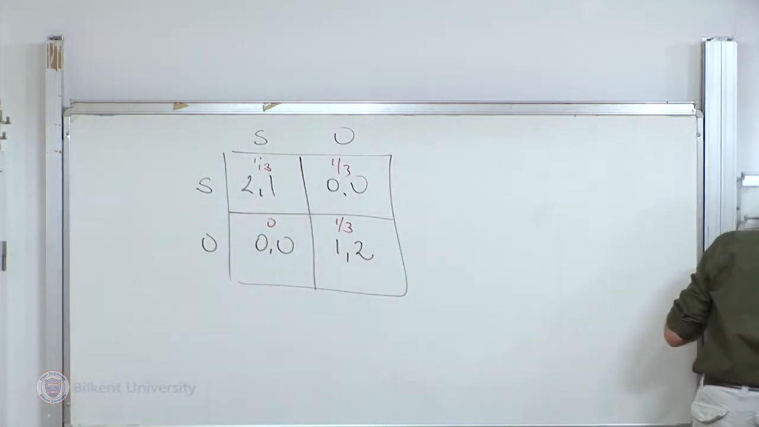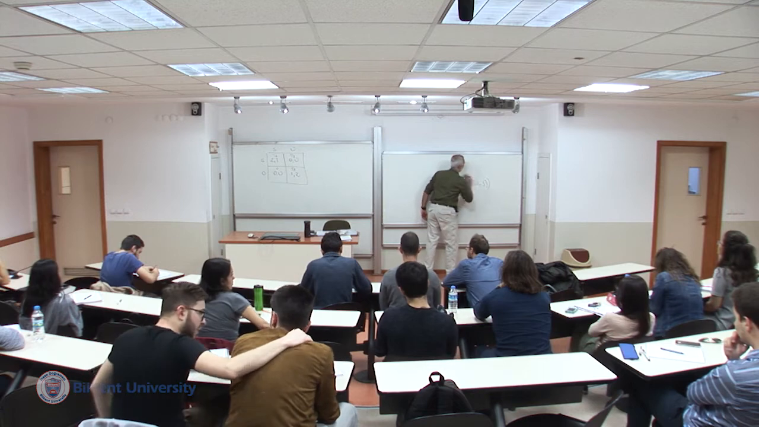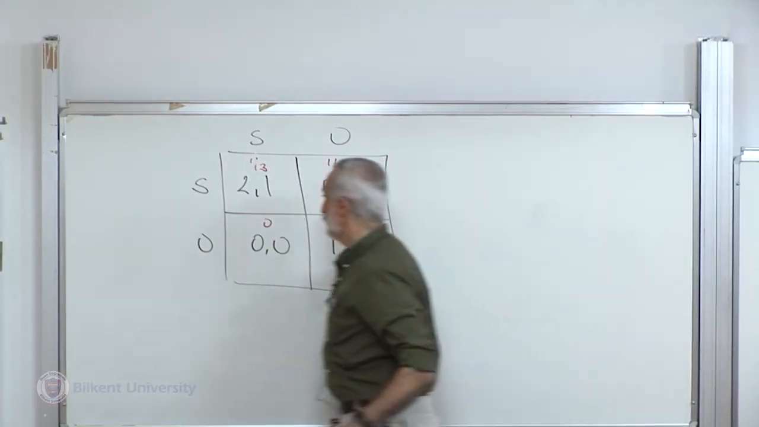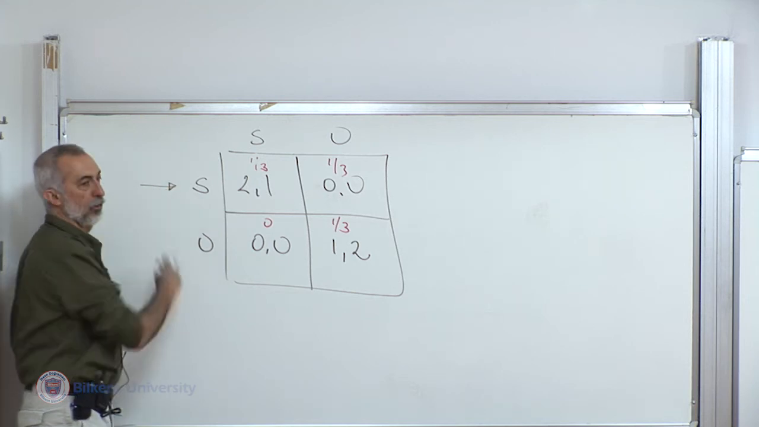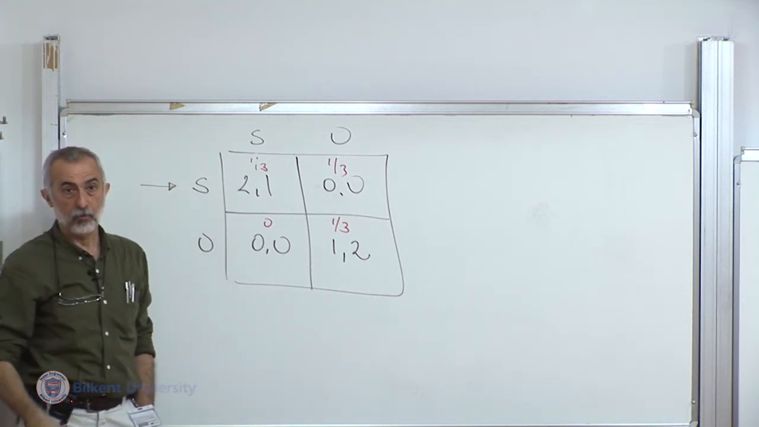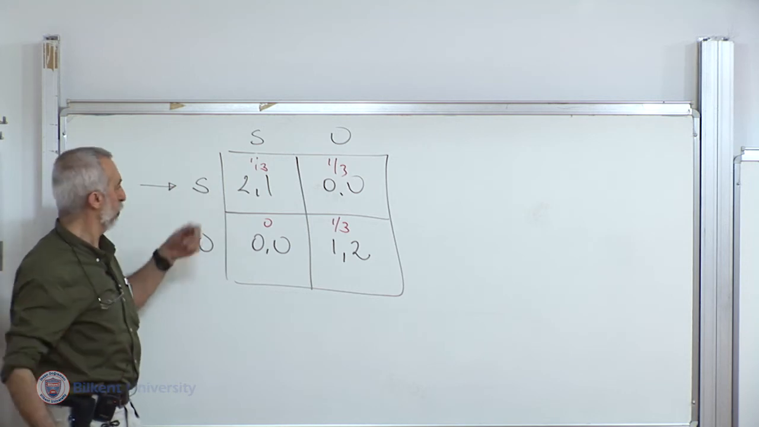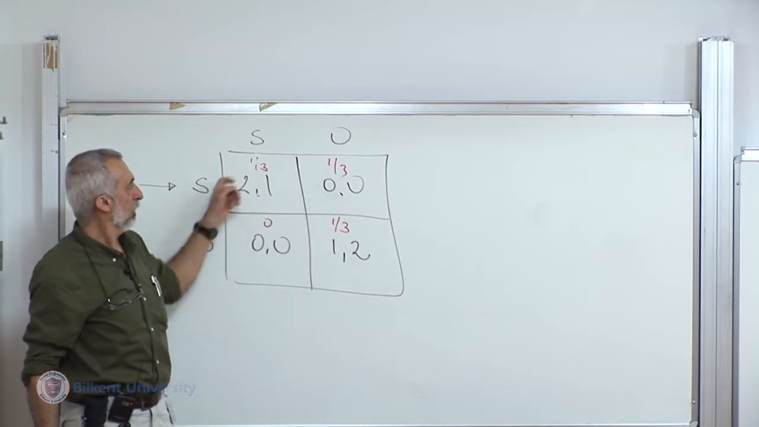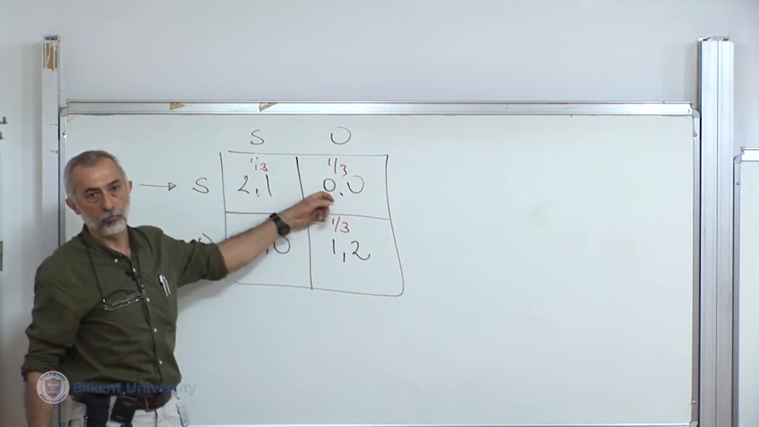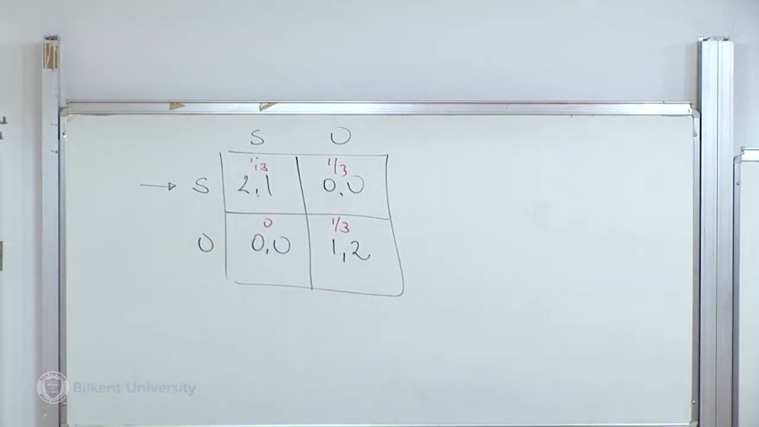So let's take player one's perspective. Player one could be recommended to play S. So the random device selects an outcome. If player one is recommended to play S, it means that the outcome of the random device was SS or SO. So player one is informed. You're player one. I tell you that you are recommended to play S. What is your expected payoff?